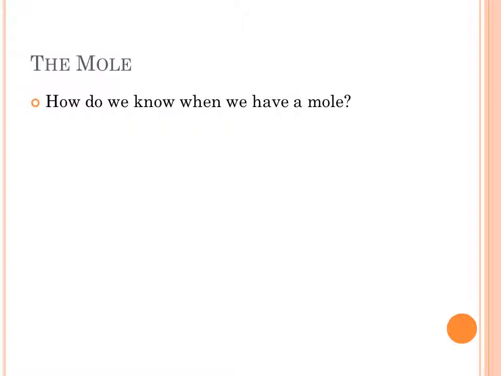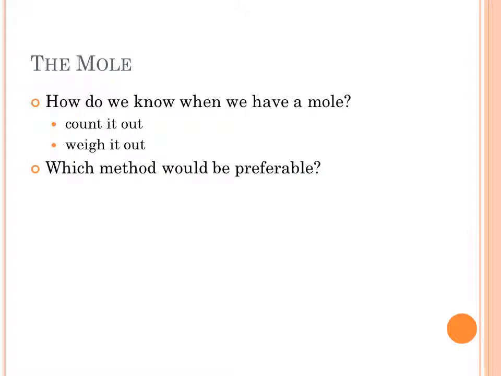How do we know when we have a mole? We could count it out and see when we have 6.022 times 10 to the 23rd, or we could just weigh it out, knowing that we can relate the laboratory scale to the molecular scale using moles. So which way would we rather do it? We would obviously want to weigh it out because that's going to be something that's easily measured, and counting up Avogadro's number of anything would just be way too time consuming and not a practical thing to do.